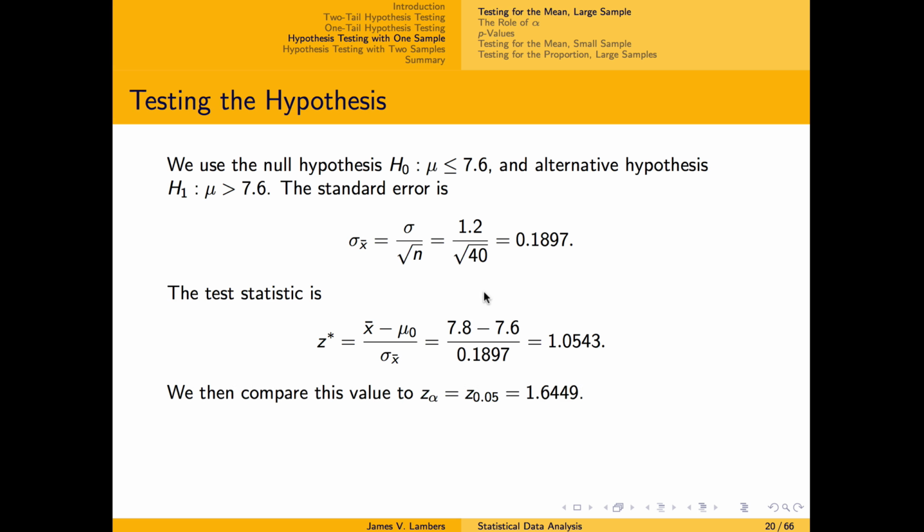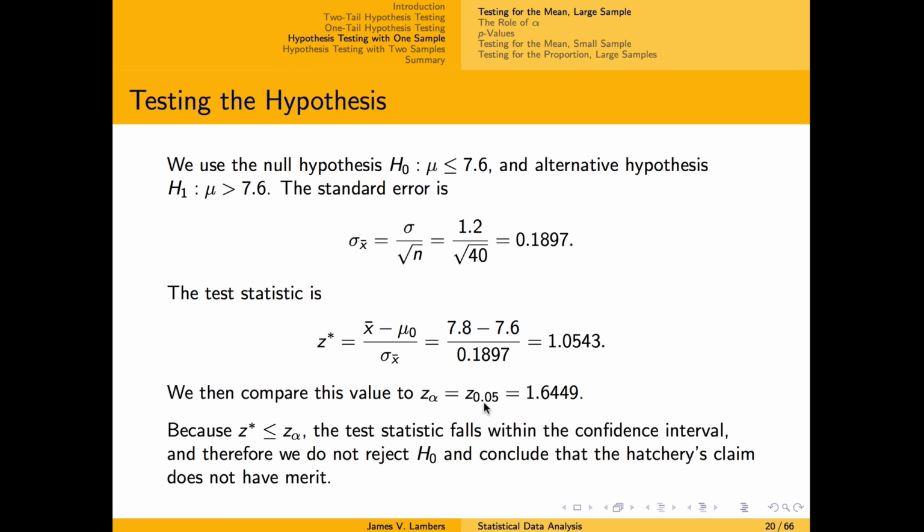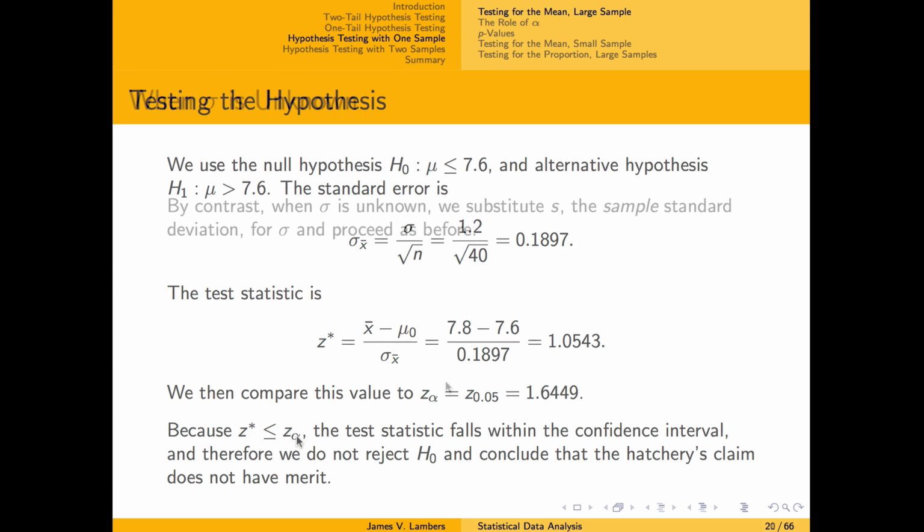Then this value is compared to the boundary value of our rejection region, z alpha, where alpha is equal to 0.05. Because the null hypothesis is h0, mu is less than or equal to mu0, we need to check whether the test statistic z star is less than or equal to z alpha. It is, so we do not reject h0, which means there is not enough evidence to support the hatchery's claim that the average weight of the entire population is more than 7.6 pounds. So even though the sample had a greater average weight, the difference is not considered statistically significant.